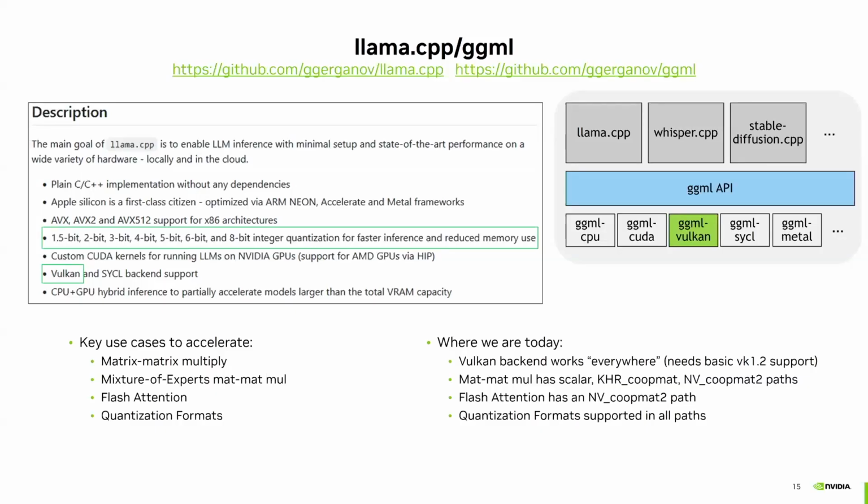And so GGML also has support for these quantization compression formats, which I'll talk about on the next slide. And so there end up being 4 main use cases to accelerate with Cooperative Matrix. There's a matrix-matrix multiply, a mixture of experts matrix-matrix multiply, flash attention, and these quantization formats. And as of today, the Vulkan backend is broadly supported across a bunch of hardware. The matrix multiplies have a scalar, CoopMat1 and CoopMat2 paths. Flash attention currently only has a CoopMat2 path, and the quantization formats are supported in all 3 of those paths.